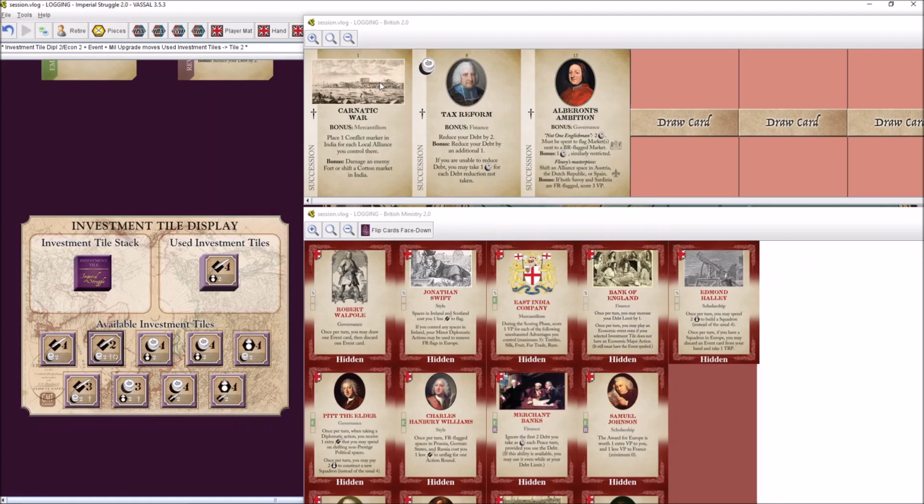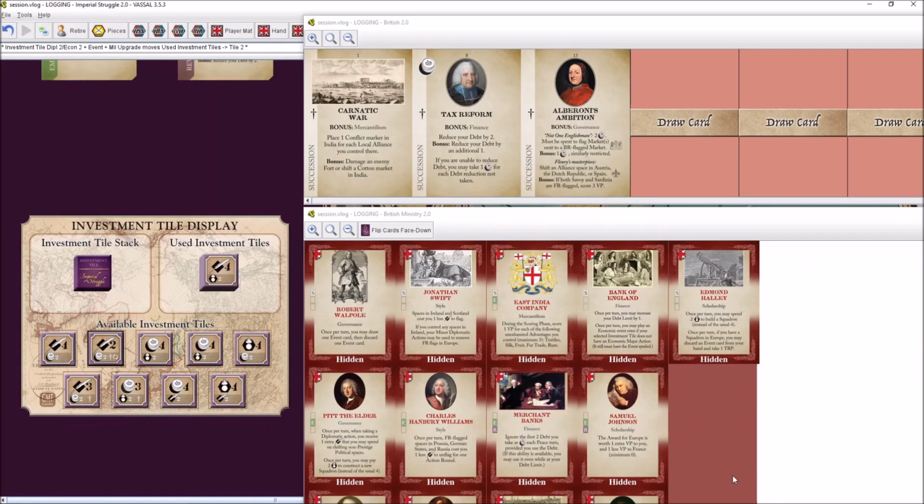Okay, let me come back to those symbols. So if you don't have any symbol, you can use any of those events. But if you have this symbol, this is the economy symbol, you can only play this event if you have a symbol of economy as a major action.